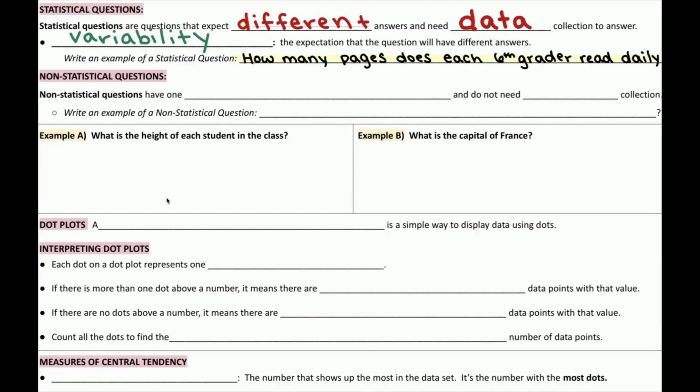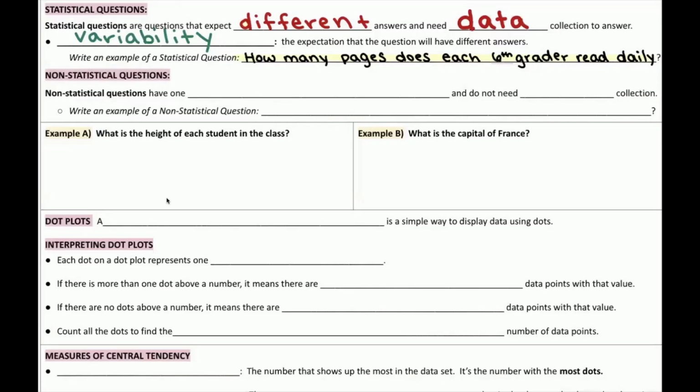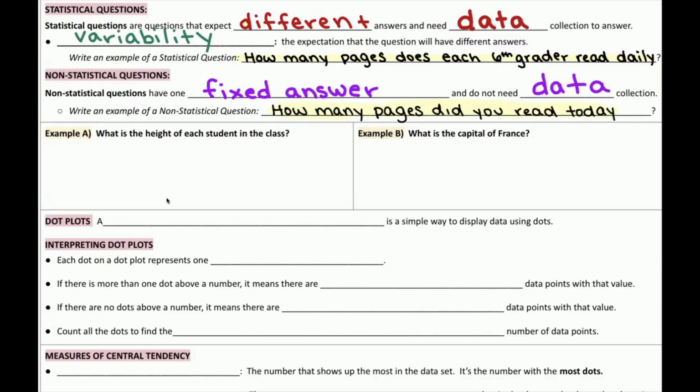All right, let's move on to non-statistical questions. Non-statistical questions have one fixed answer and do not need data collection. So once again, I'll write an example of a non-statistical question, and then you're going to pause the video and create your own non-statistical question. So my non-statistical question is, how many pages did you read today? This is non-statistical because it's just one answer. I only asked one person. So go ahead, pause, and write your own question now.